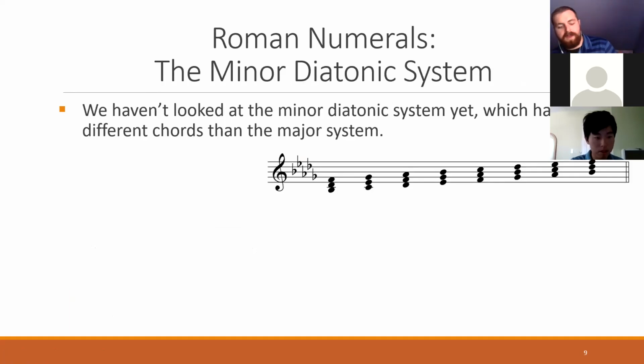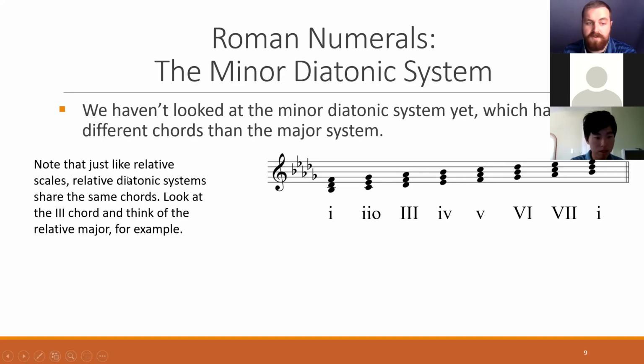Minor. Now, at this point, you may be suspecting that minor is going to be trickier than major because that's how scales were, that's how key signatures were. If that's your instinct, you'd be right. We haven't looked at the minor diatonic system yet, which has different chords than the major system. It's a different pattern. So we could memorize the pattern, or we could note that just like relative scales, relative diatonic systems have the same chords.